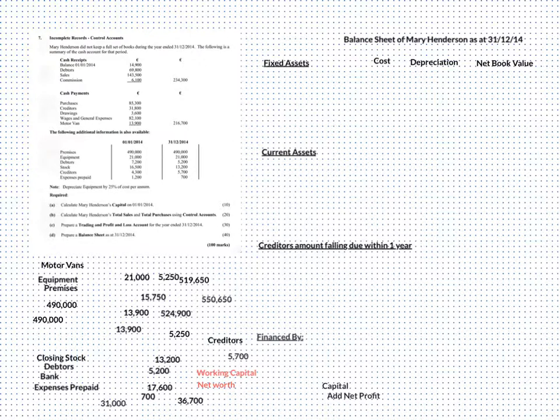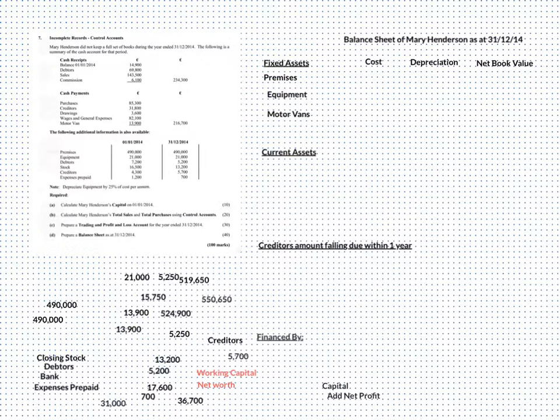So we'll start off with the fixed assets. So we need to see what fixed assets we have. So straight away we can see we have premises, equipment, and it looks like we purchased motor vans during the year. So we have 3 fixed assets. So let's start with premises, and then take across the equipment, and then motor vans. Okay, so there are 3 fixed assets.